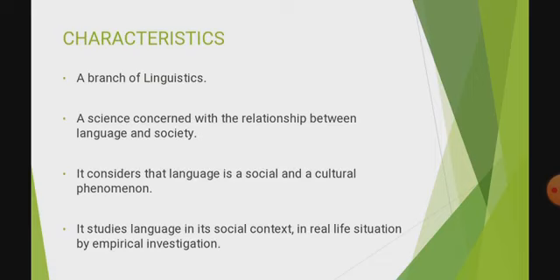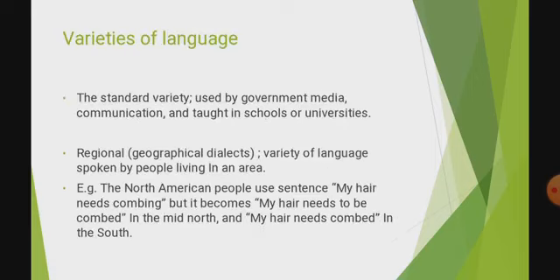So let's move forward. Now you can see varieties of language. Here are varieties of language. The standard variety is used by government, media, and communication, and is taught in schools and universities. Regional or geographical dialects are varieties of language spoken by people living in an area.